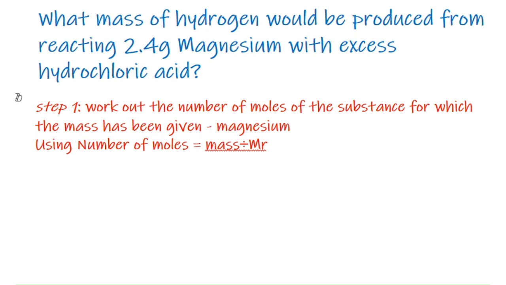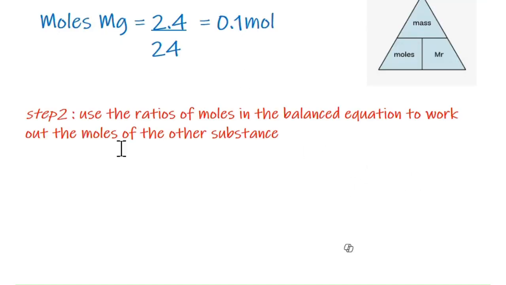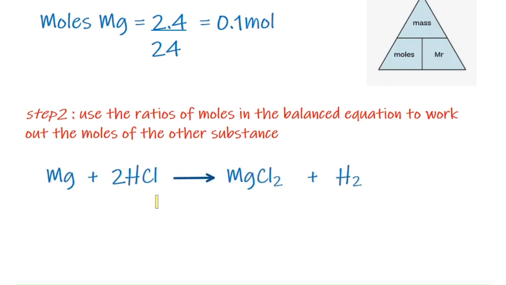So let's look at step 1. Work out the number of moles of the substance for which the mass has been given, magnesium, using the number of moles equals the mass divided by the Mr. So the moles of magnesium is 2.4, because that's the mass from the question, divided by 24, because that's the Ar for magnesium, and that equals 0.1 mole.